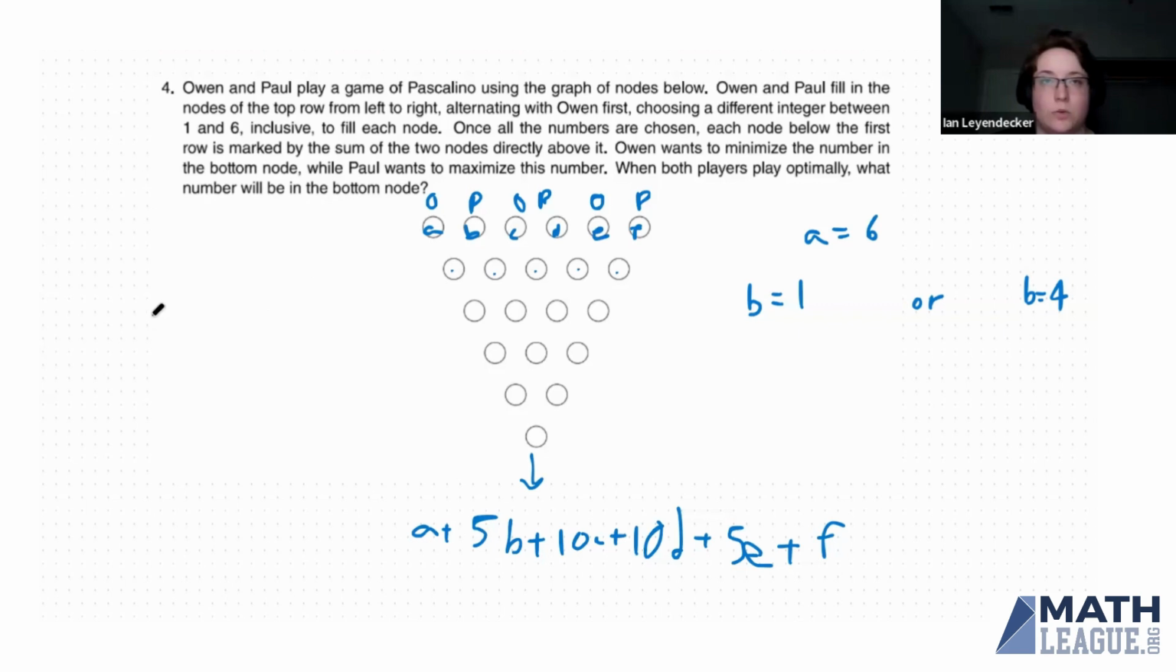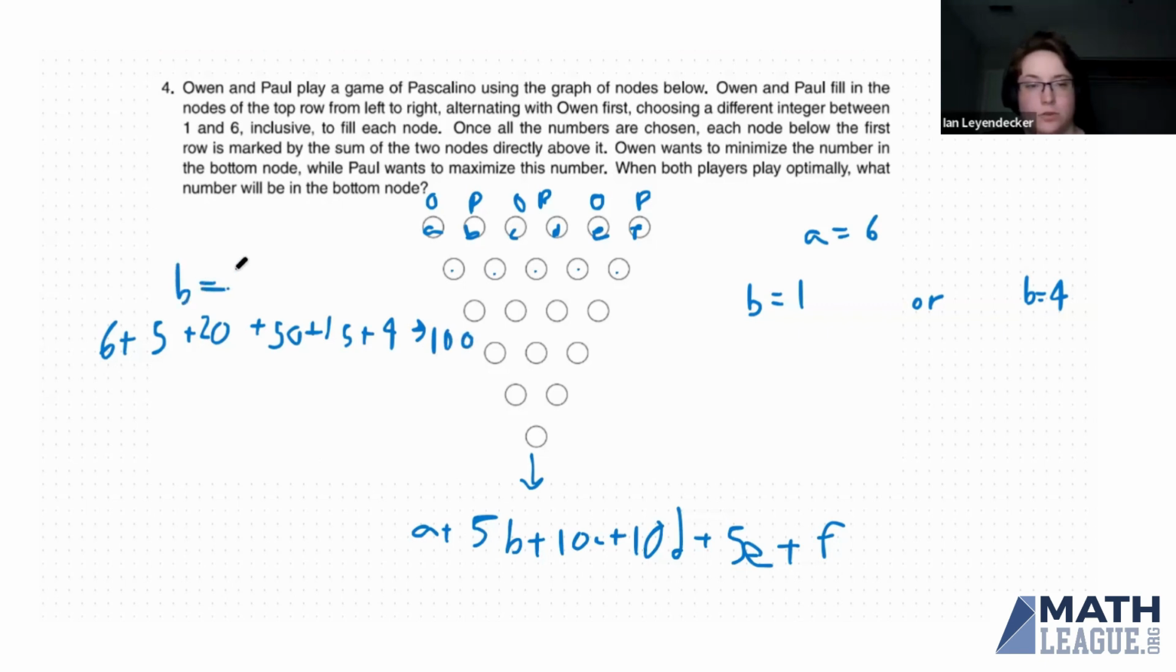And that's going to get us a score of 6 plus 5 times 1, or 5, plus 10 times 2, or 20, plus 10 times 5, or 50, plus 5 times 3, or 15, plus 4. 20 plus 50 is 70, 5 plus 15 is 20, that's 90, 6 plus 4 is 10, so that's 100. In the case of B equals 1.